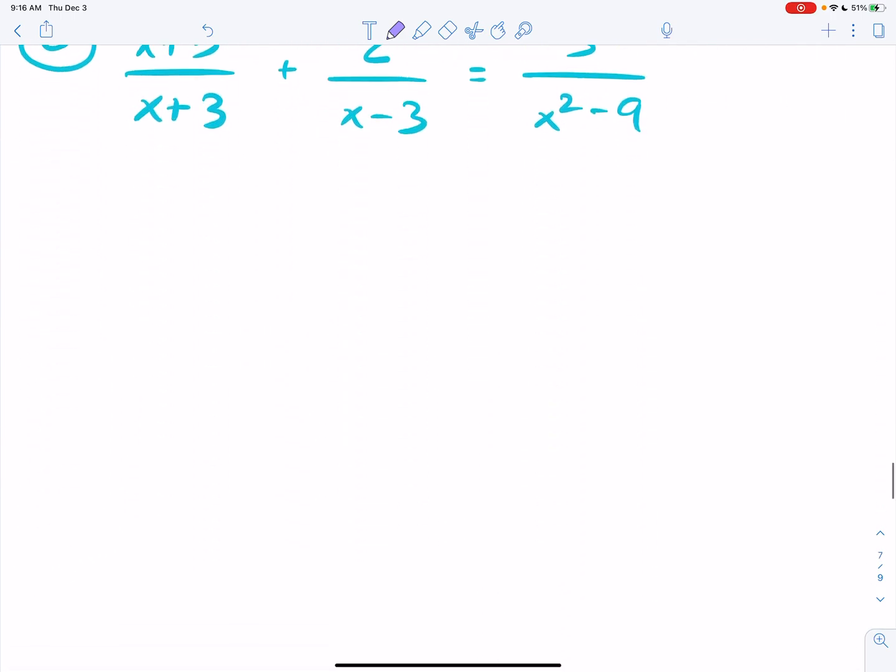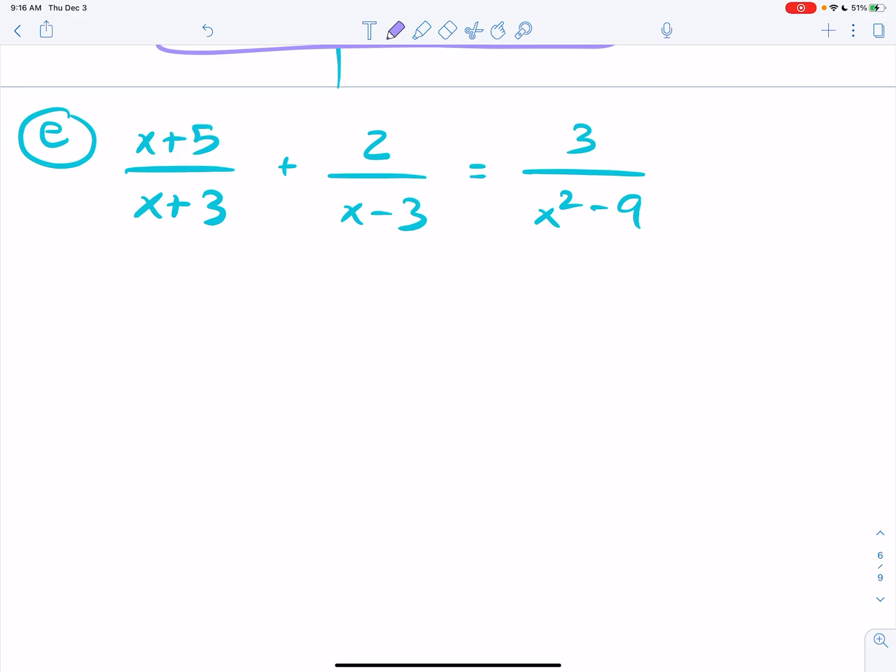Okay, here's the last set, all right? Part E, write it down, and then press play when you're ready. This one is not that different, except you have to kind of revisit what you've learned way back in the day, okay? So first step, as always, is the domain.